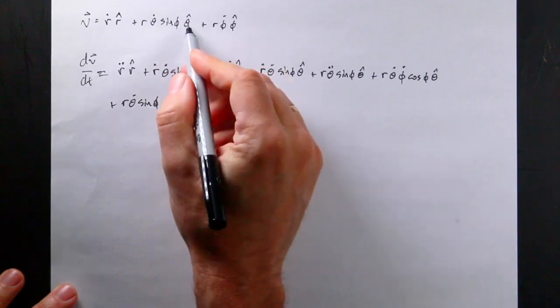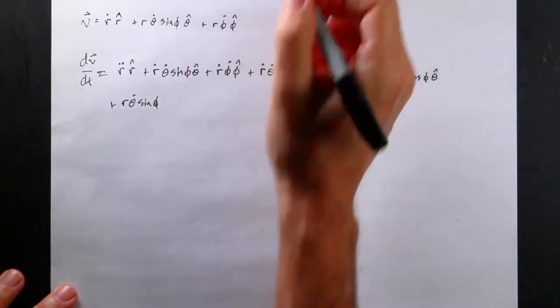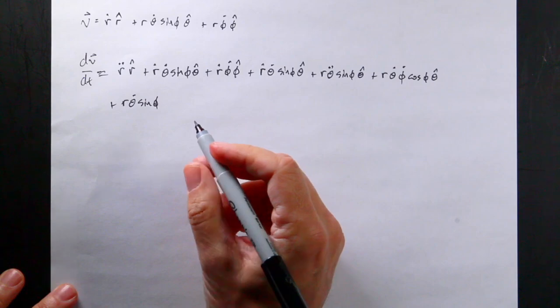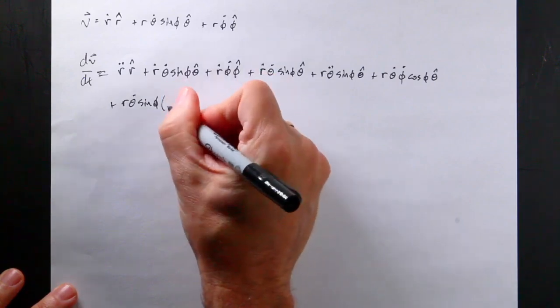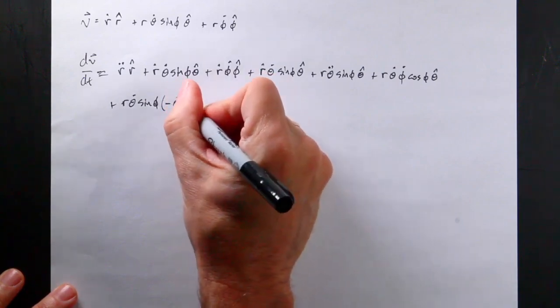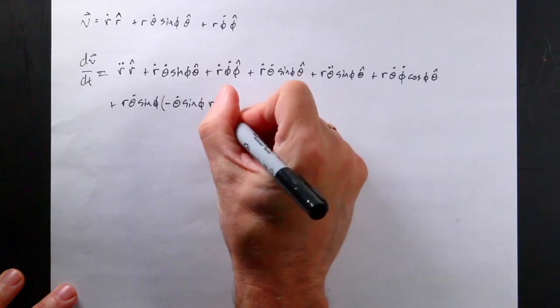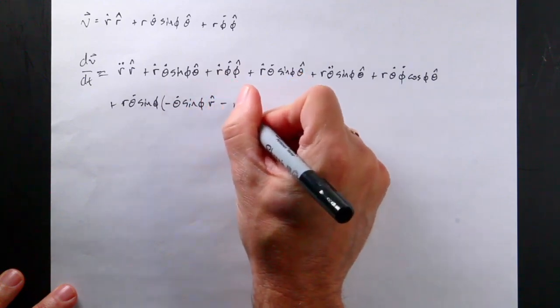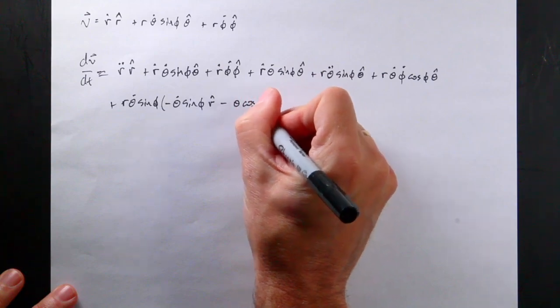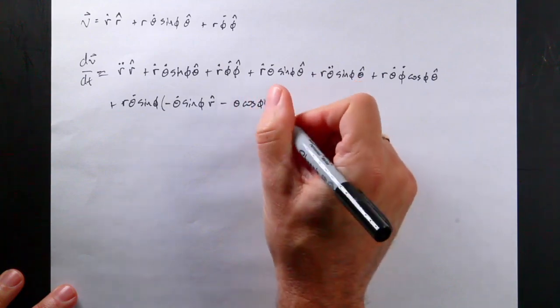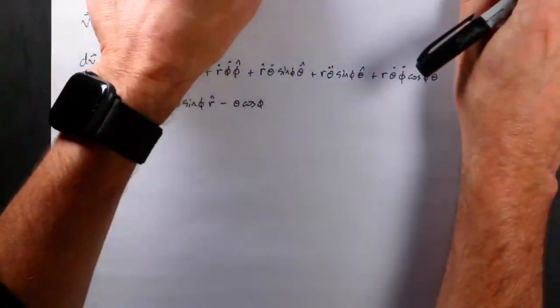The derivative of theta hat, I'm going to look at my table up here, and I get, I'm just going to put it in parentheses for right now, negative theta dot sine phi r hat minus theta cosine phi. I think that should be a theta dot.